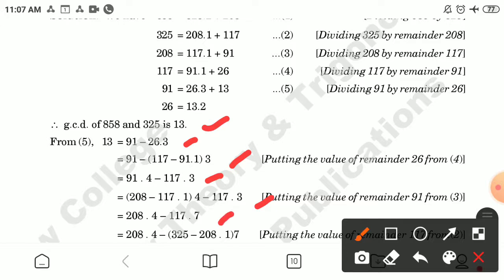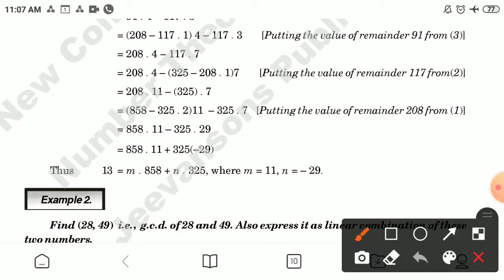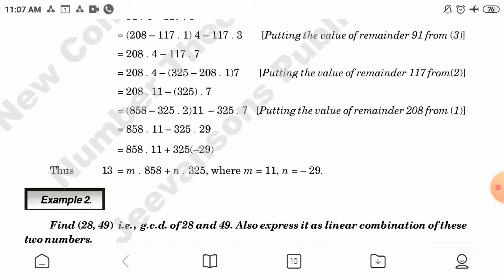Now putting the value of remainder 117 from 2, we have 208 into 11 minus 325 into 7. Now again putting the value of remainder 208 from first, we have 858 into 11 minus 325 into 29. That is, 13 can be written as m into 858 plus n into 325, where m is 11 and n is minus 29.